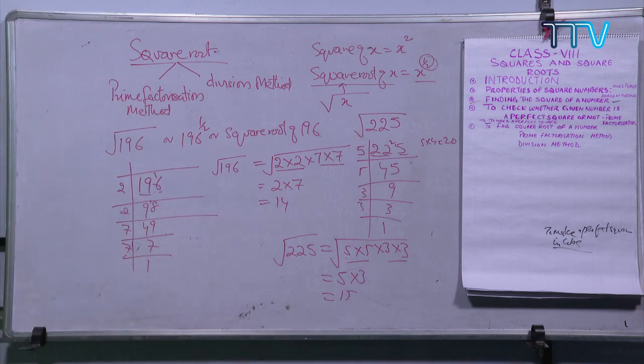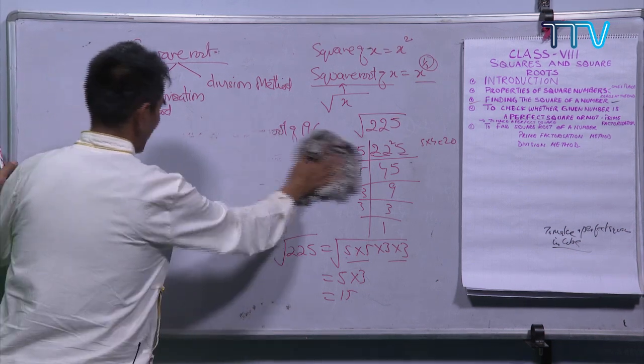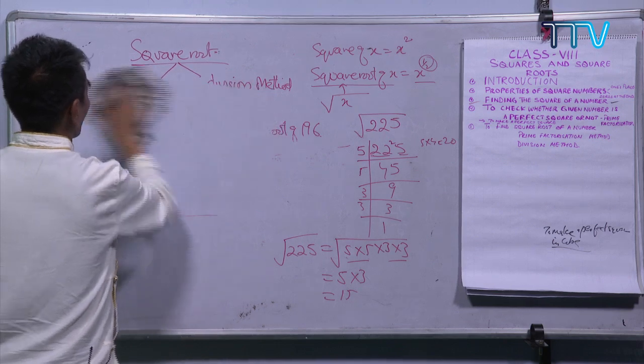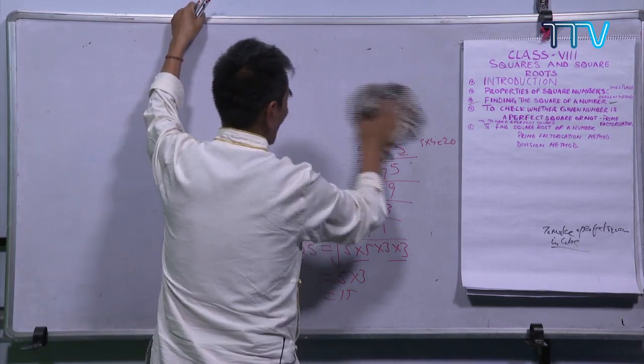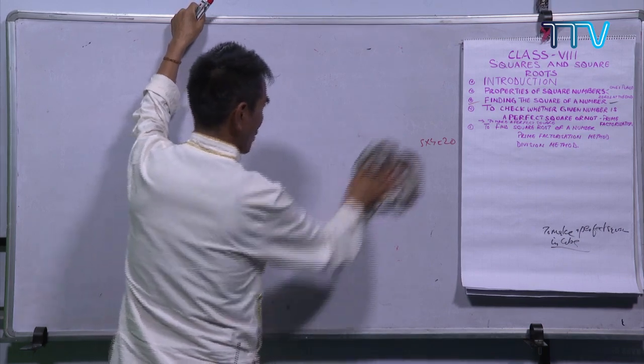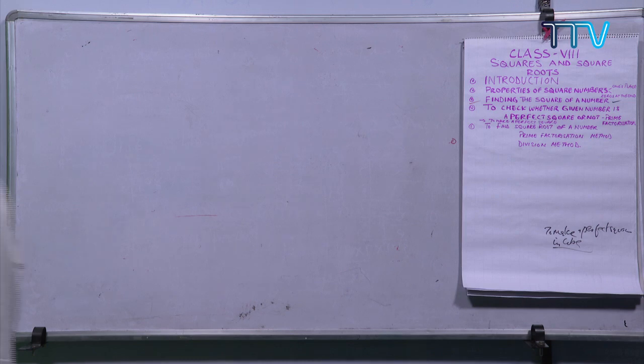Prime factorization. Okay, that gives a decimal point in a decimal point is true.